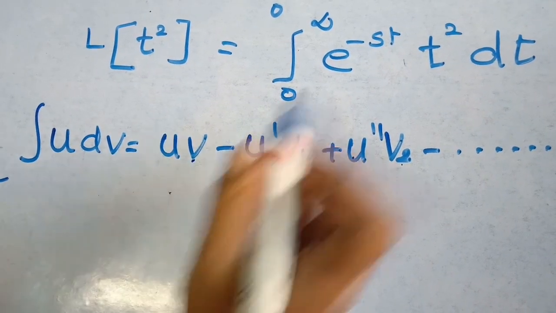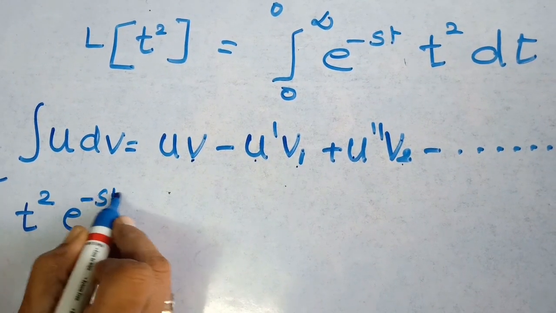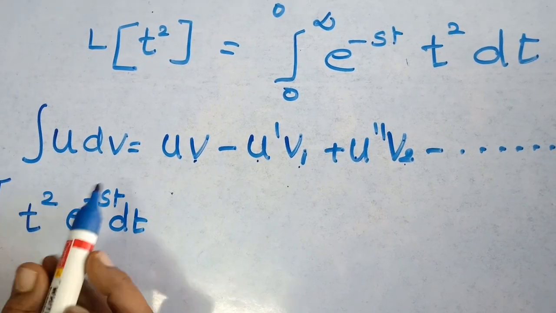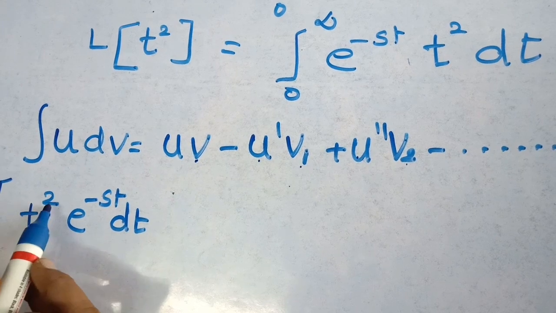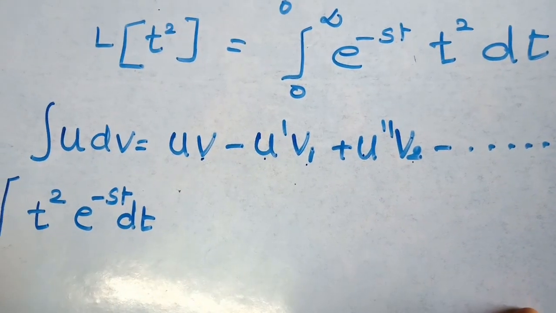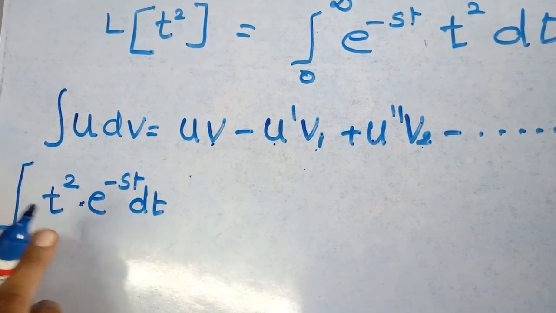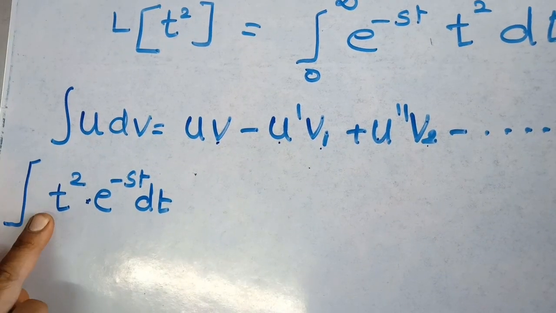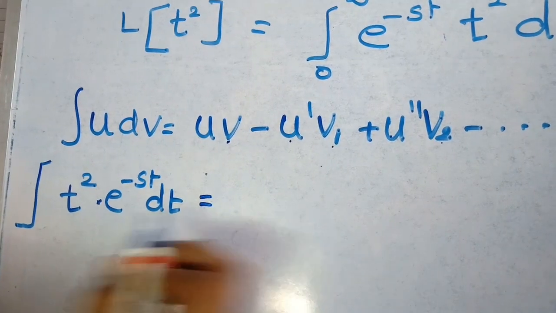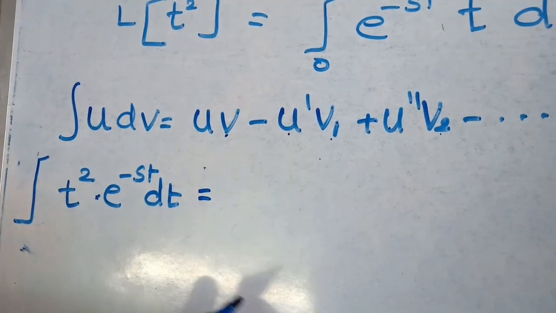So actually we want to integrate t square e power minus st dt. So the algebraic term should be taken as u. Why? Because at one stage, t square's derivative is 2t, again the derivative of 2t is 2, and then the derivative of 2 is 0. At one stage it becomes 0. So always, once you have the combination of algebraic and exponential, you have to take the algebraic function as u. So let me integrate first, then later on I will apply the limit.